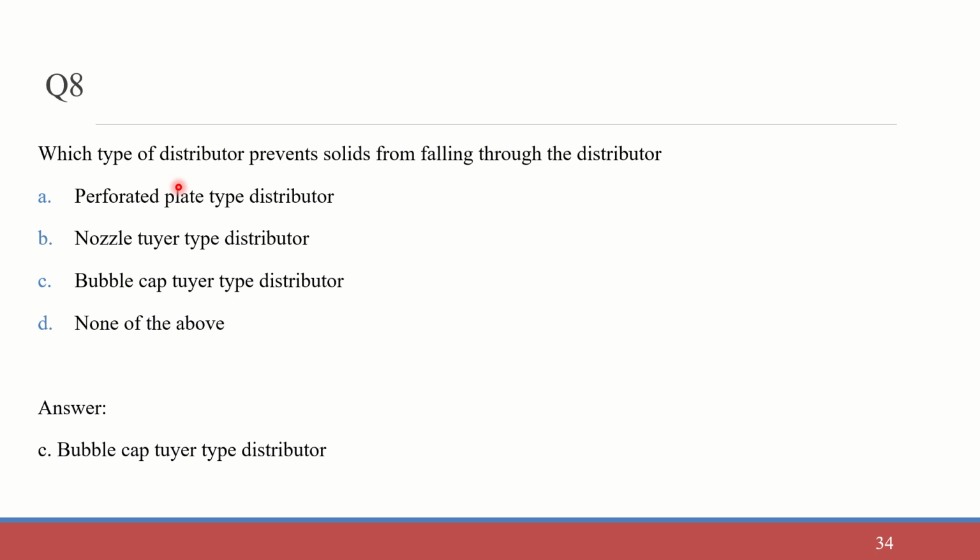It is asking which type of distributor prevents solids from falling through the distributor. It should prevent the backflow of the solids. When we look at option A, the chances of solids falling are there. In option B, nozzles, there are chances for solids to flow over in nozzle tube type distributors as well. And in option C, bubble cap distributor, we have seen that it prevents the backflow of solids. Therefore, the answer is actually option C, bubble cap type distributor.